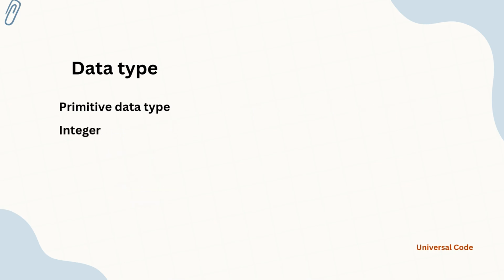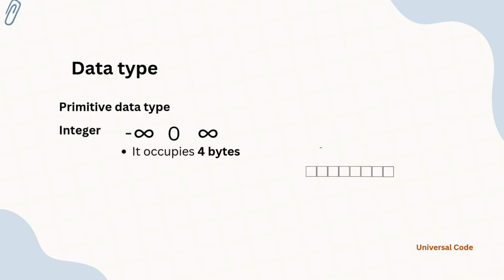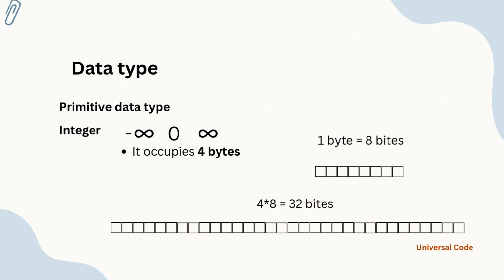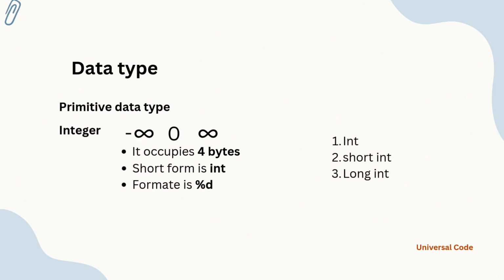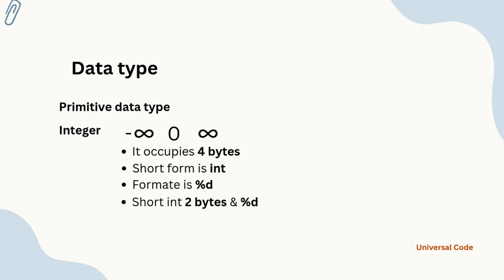Integer is nothing but from negative infinity to positive infinity, including 0; these are integers. It occupies 4 bytes of memory. That means 1 byte is equal to 8 bits, so 4 bytes is equal to 32 bits. Short form is int. Format is %d. We will discuss formats in further classes. Again, integer is divided into 3 types based on their range. Short int occupies 2 bytes. And long int occupies 10 bytes of memory.